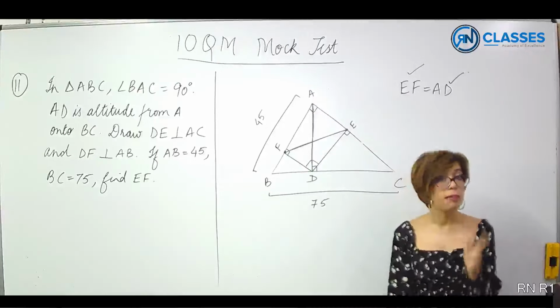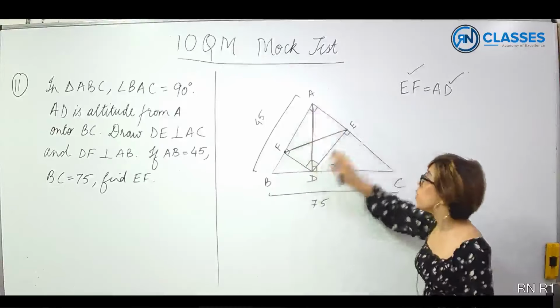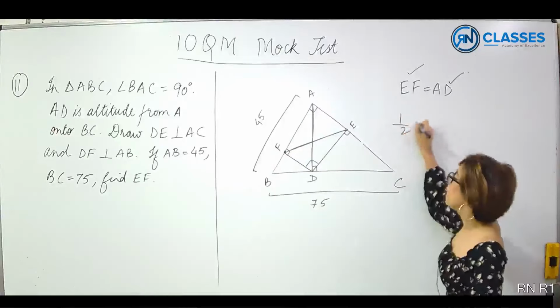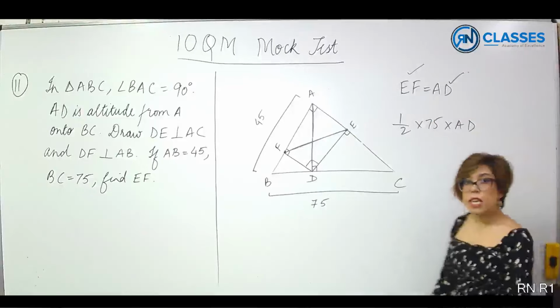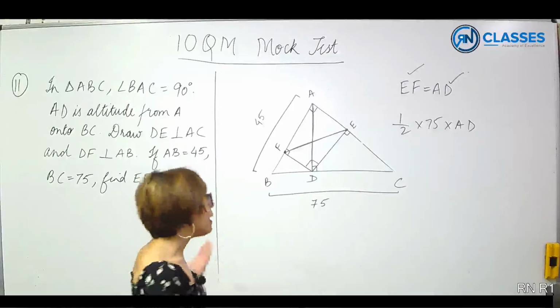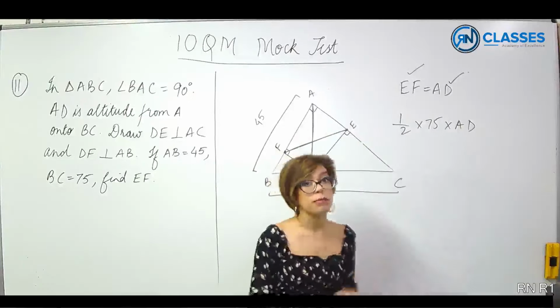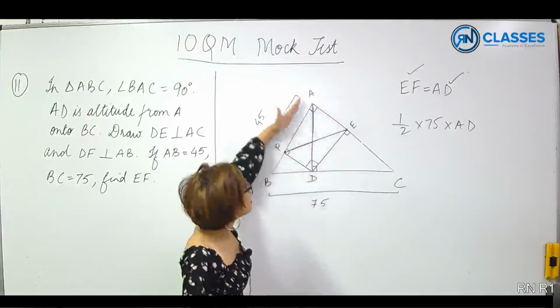Now, altitude, that means I can use area. Right? So, let me consider this as the base, this as the altitude. I can write the area as half into 75 into AD. Right? Now, if I want to find AD, that means I need to set up an equation. That means I need to find area using something else. I took this as a base. Now, I know this is also 90, so that means I can take this as a base.